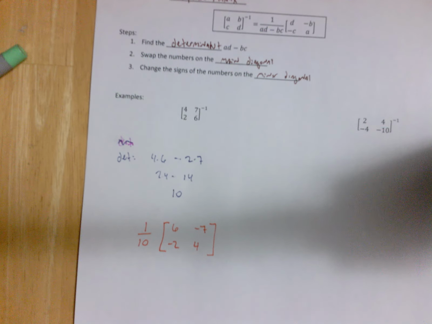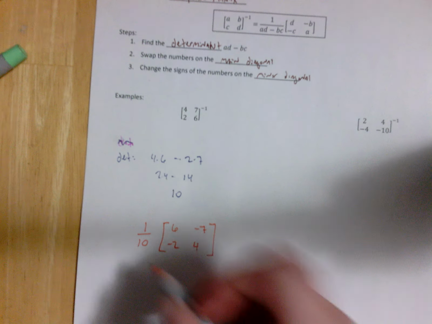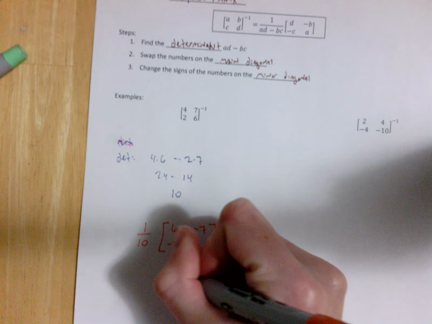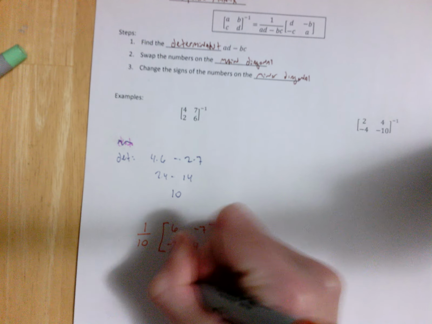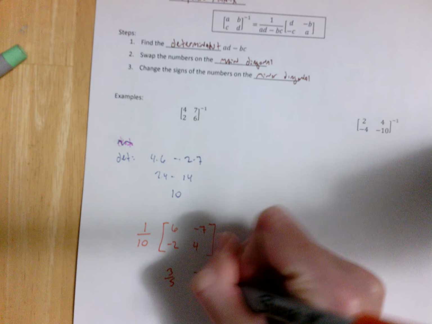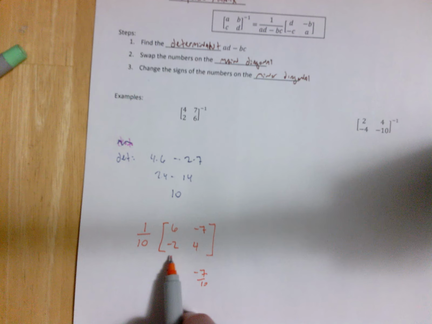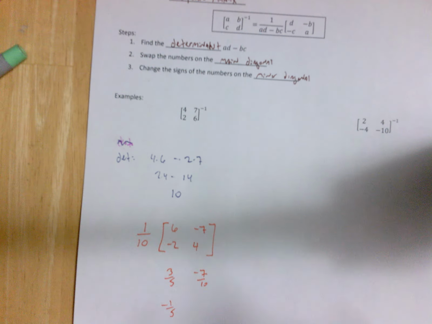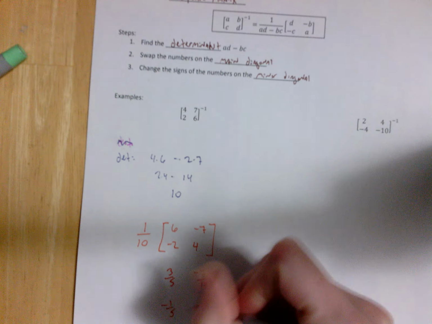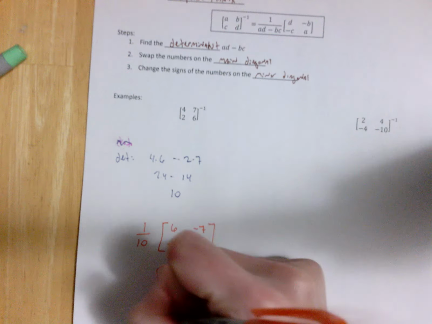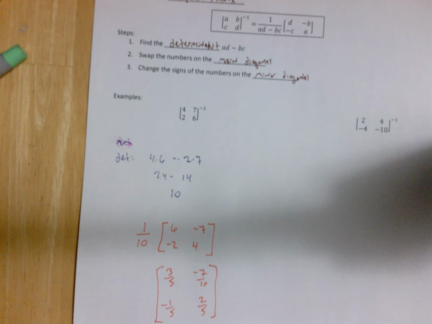All right, and then the last thing we're going to do is distribute this. So 1/10 times 6 is 6/10, which I can simplify to 3/5. 1/10 times -7 is -7/10. 1/10 times -2 is -2/10, but that simplifies to -1/5. And then 1/10 times 4 would be 4/10, but that simplifies to 2/5. Okay, so make sure you simplify your fractions. And that is your inverse matrix.